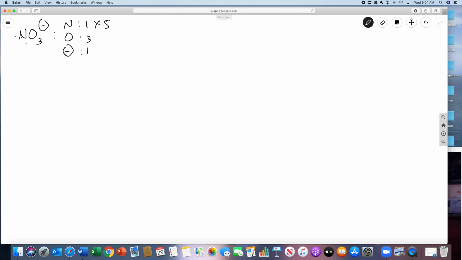Nitrogen has 5 electrons in the valence. Oxygen has 6 electrons in the valence. And every negative charge is an electron. So this is 5, this is 18, and this is 1. So that's 18 and 6 is 24. That's a 4. Equals 12 pairs.